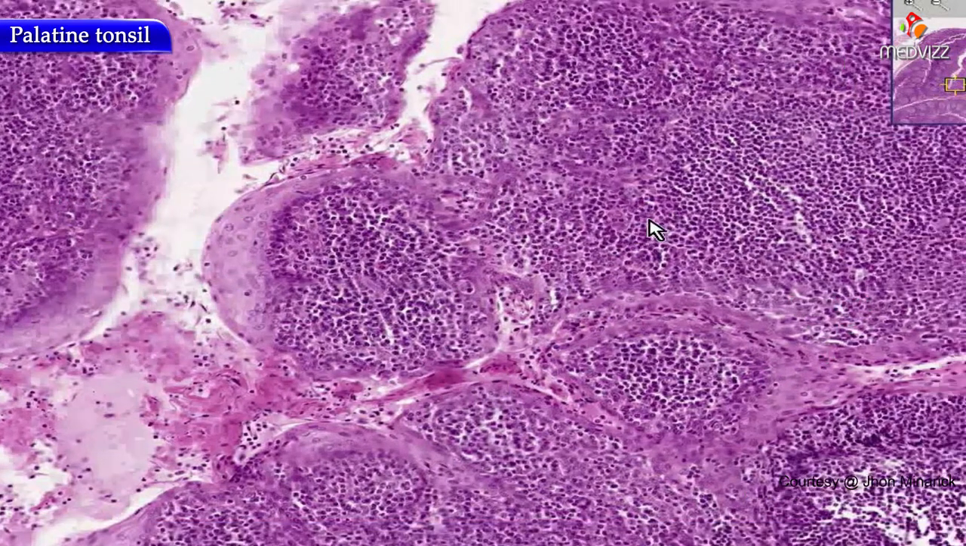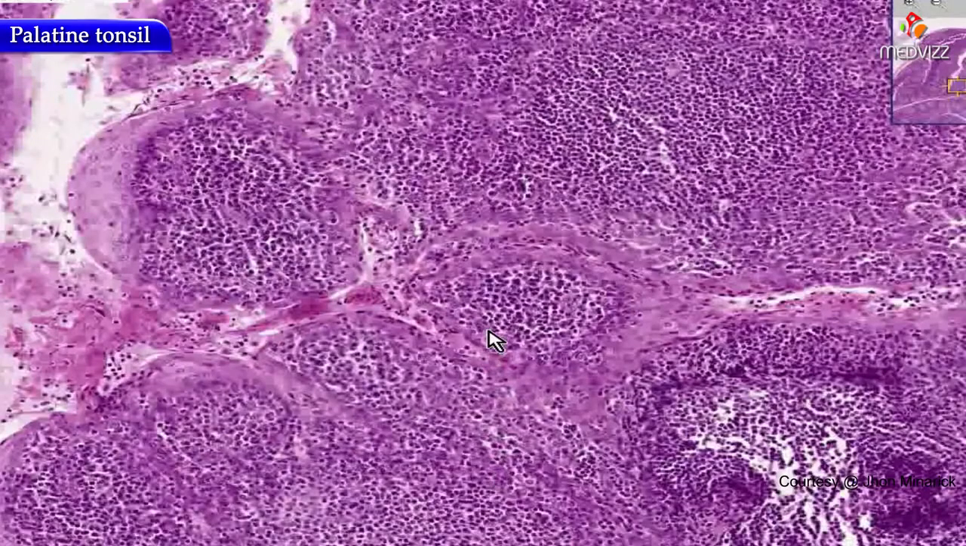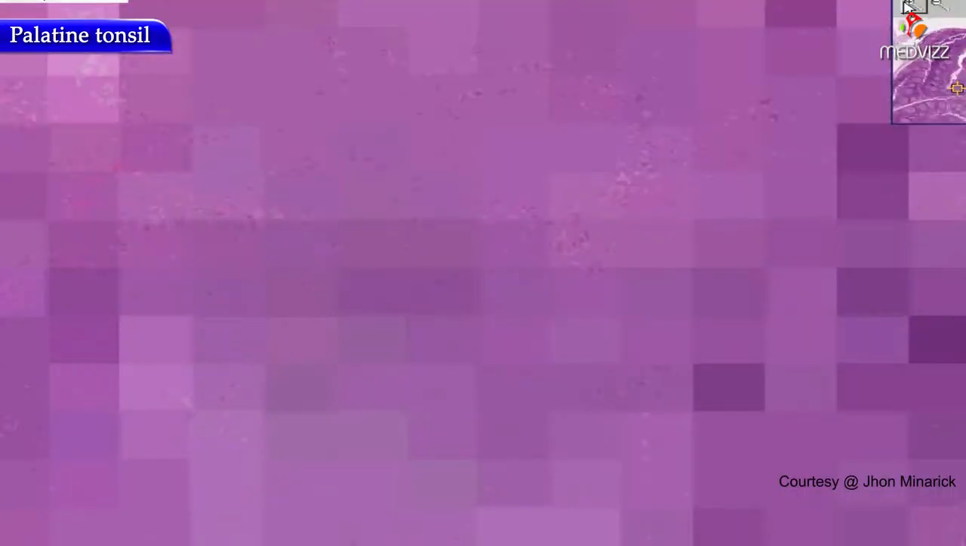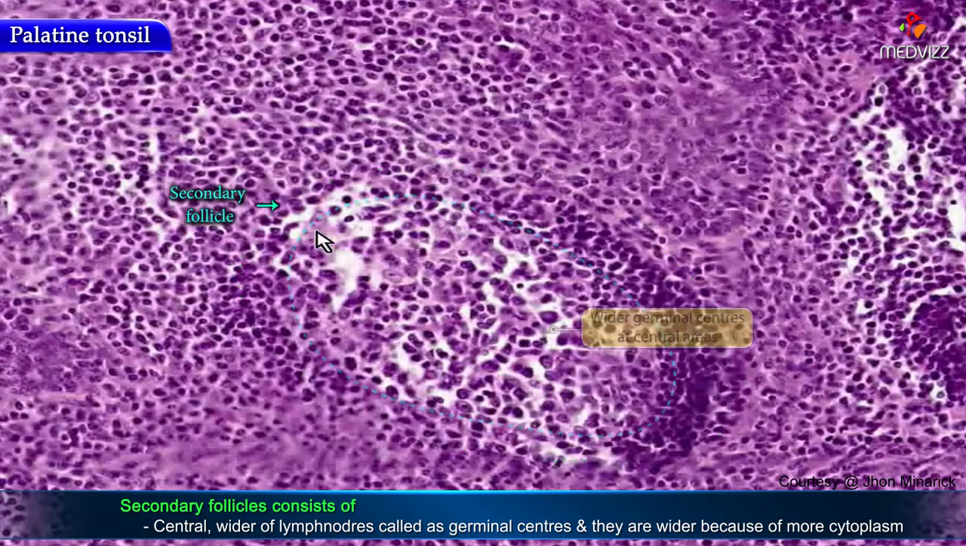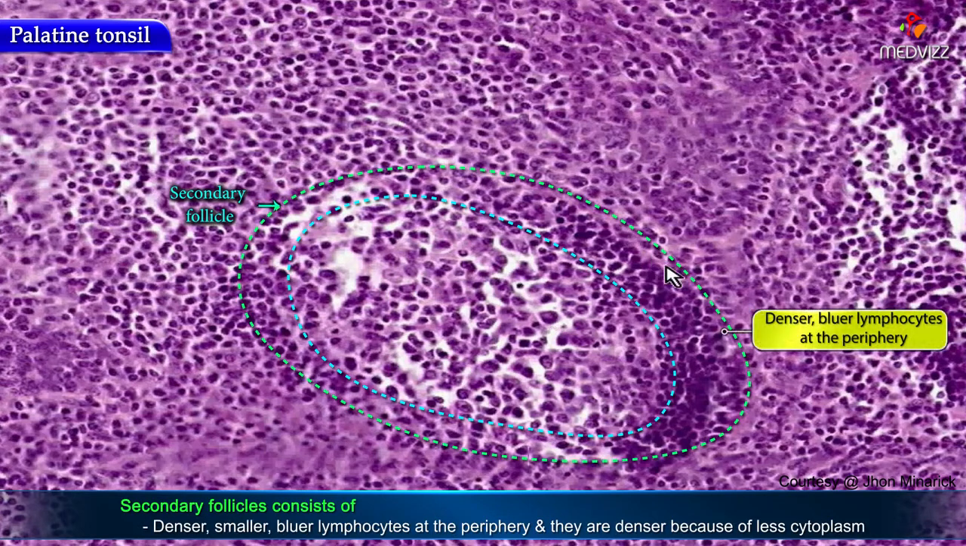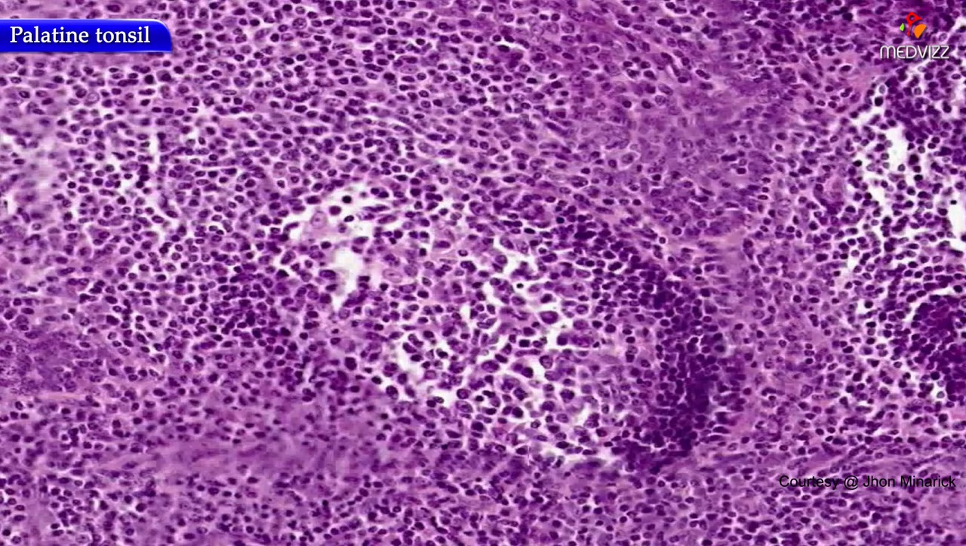But nevertheless, the general overall sort of monotonous pattern for any lymphoid organ is to have secondary follicles consisting of lighter groups of lymphocytes in the center of the follicle called germinal centers. They're lighter because there's more cytoplasm per cell. And at the periphery, the denser, smaller, bluer lymphocytes, mostly because the amount of cytoplasm is less than in the center of the follicle. This is characteristic of practically all lymphoid tissue and all tonsillar tissue.